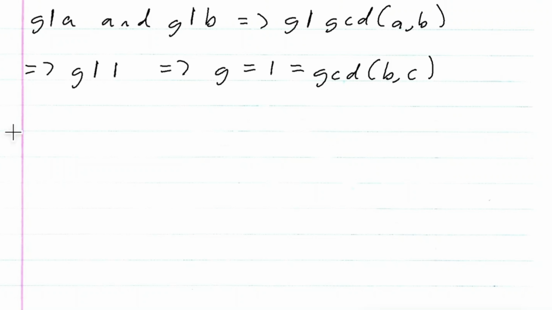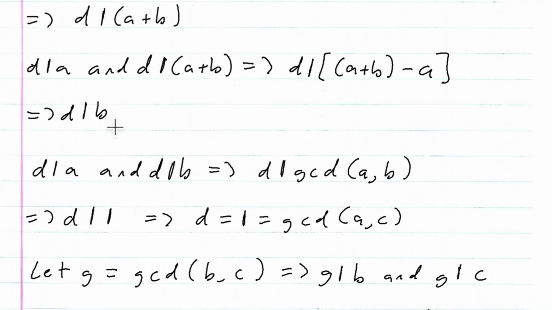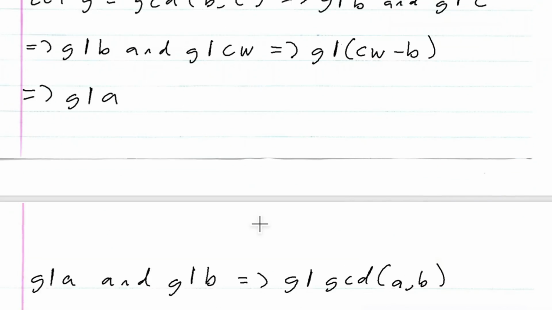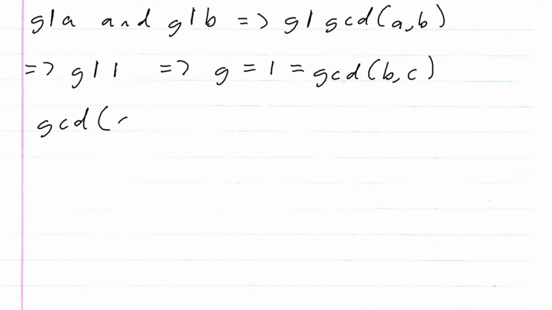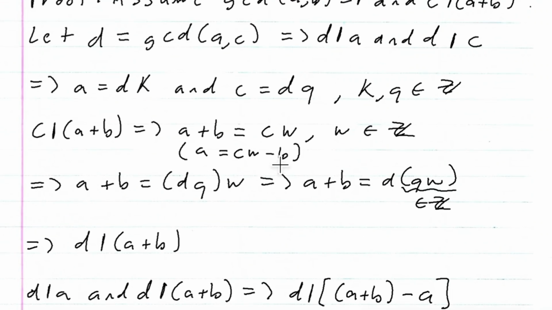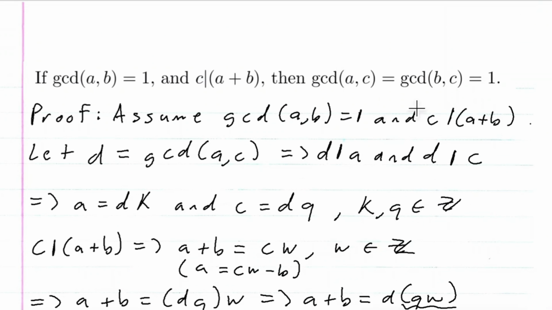Now we know that the GCD of A and C is equal to 1, and the GCD of B and C is equal to 1, right? So we have what we set out to do. That is exactly what we wanted to show. There's our proof.